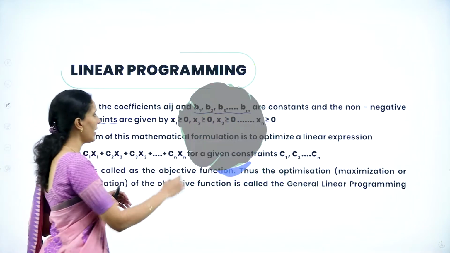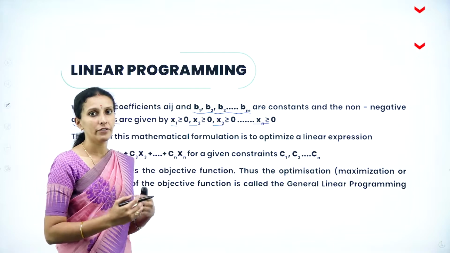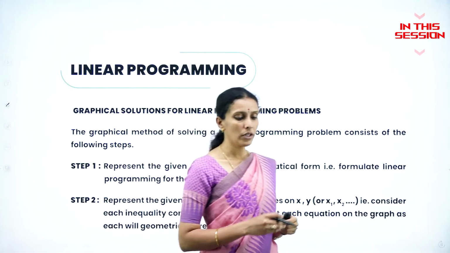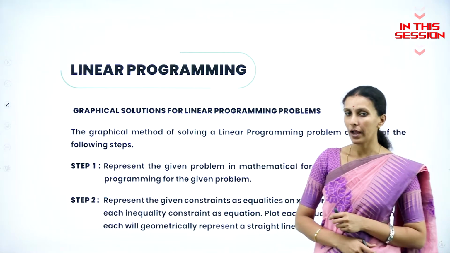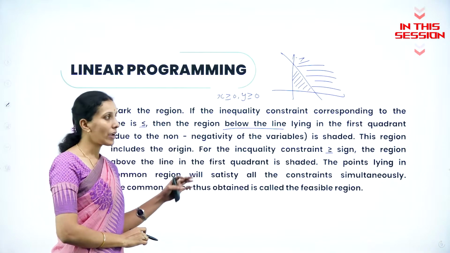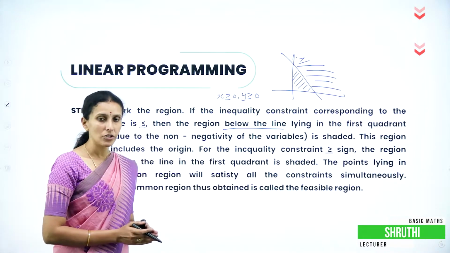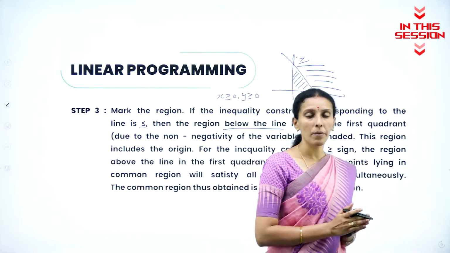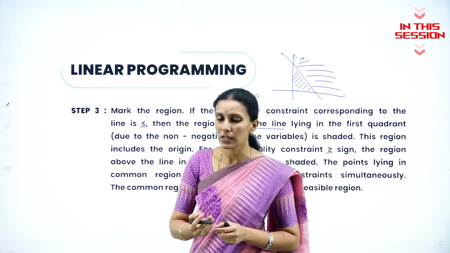They are given by x1, x2, x3 and xn. So we may have different numbers of constraints for a particular task. How to find the solution using the graphical method of linear programming: the region which satisfies all those conditions is considered the feasible region, and we will mark the feasible region. We will find the corner points, then we will substitute the values of x and y in the objective function to find the optimal solution.